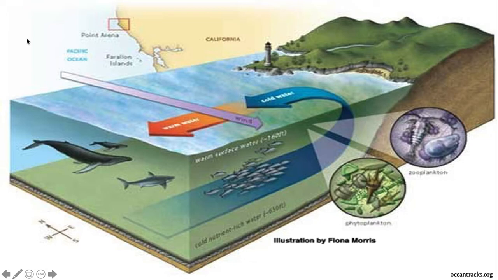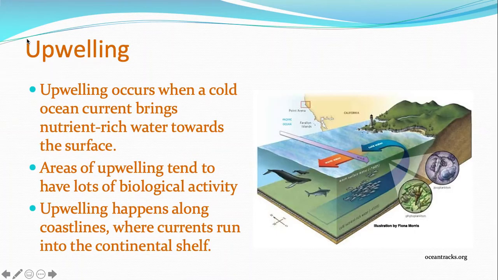In this diagram here we see upwelling. Upwelling occurs when a cold current brings nutrient-rich water towards the surface. Areas of upwelling tend to have lots of biological activity. Upwelling happens along coastlines where currents run into the continental shelf.